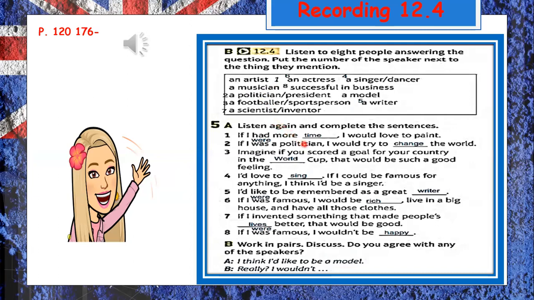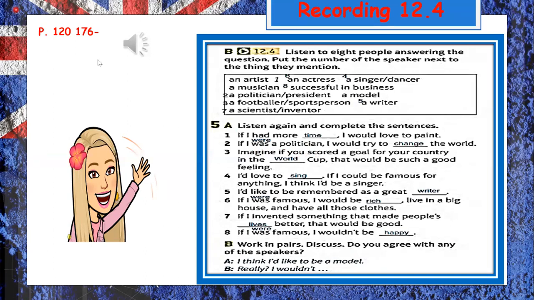Next, in the next exercise, you need to listen again and complete the sentences. Number one, if I had more time, I would love to paint. Number two, if I were a politician, I would try to change the world. Number three, imagine if you could score a goal for your country in the World Cup. That would be such a good feeling. Number four, I love to sing. If I could be famous for anything, I think I'd be a singer. Number five, I'd like to be remembered as a great writer.